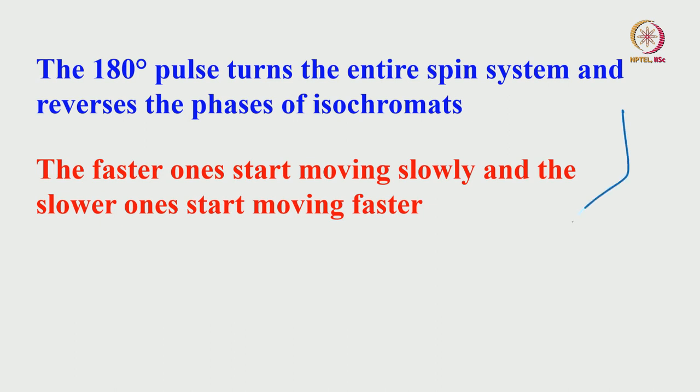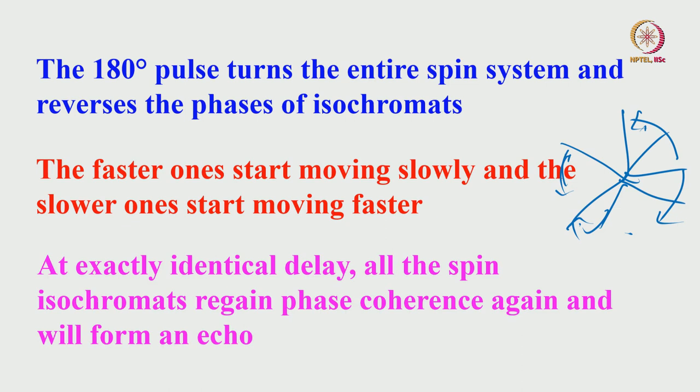Initially, when we have isochromats here, some are moving faster, some are moving slow. After the 180 pulse, they all get interchanged, and the one which was faster starts moving slowly, and the slow one starts moving faster, at exactly identical delay. That's what I said. First delay T and the second delay T, when they become equal, all the spin isochromats regain the phase coherence and we get an FID, which is what is called an echo.